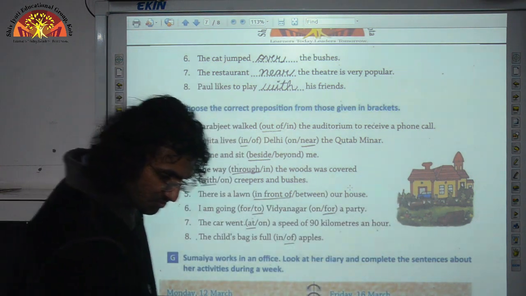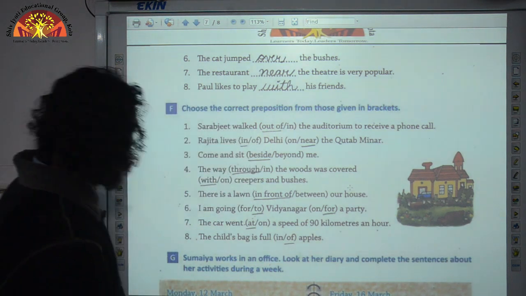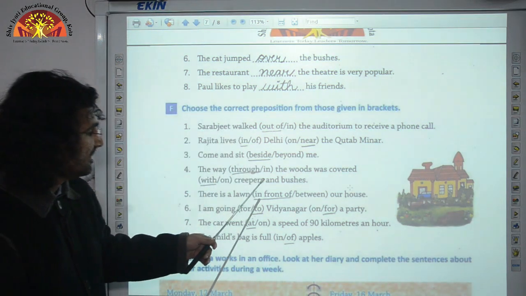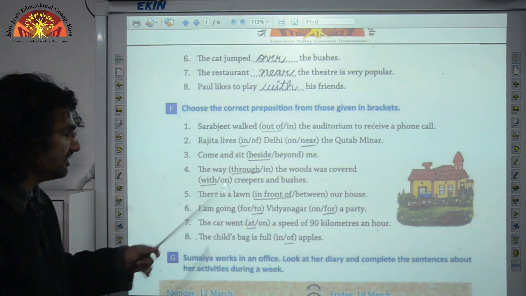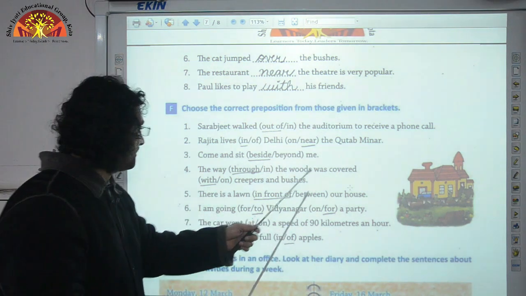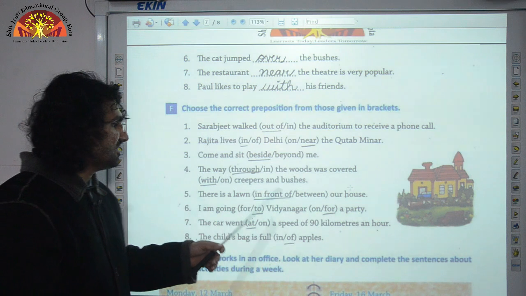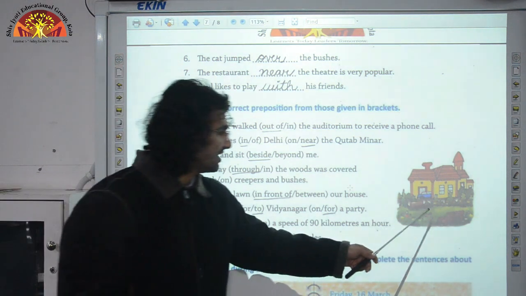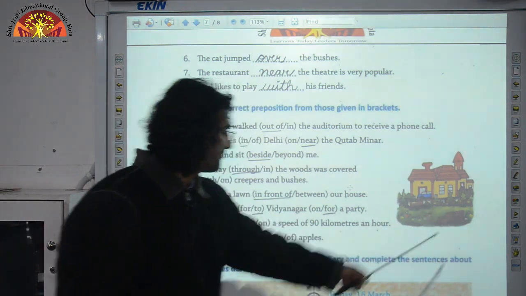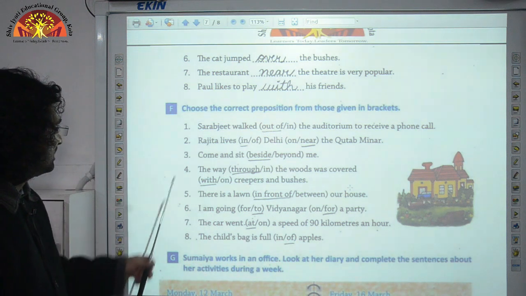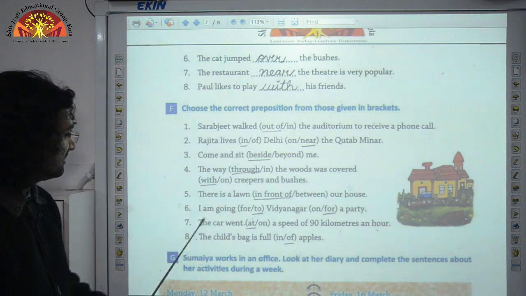And then we will do the fourth one, the way through or in. Answer is through. The way through the woods was covered with creepers and bushes. Okay, something like this. Bushes are here. Can you do 2, 3 and 5, 6, 7, 8?